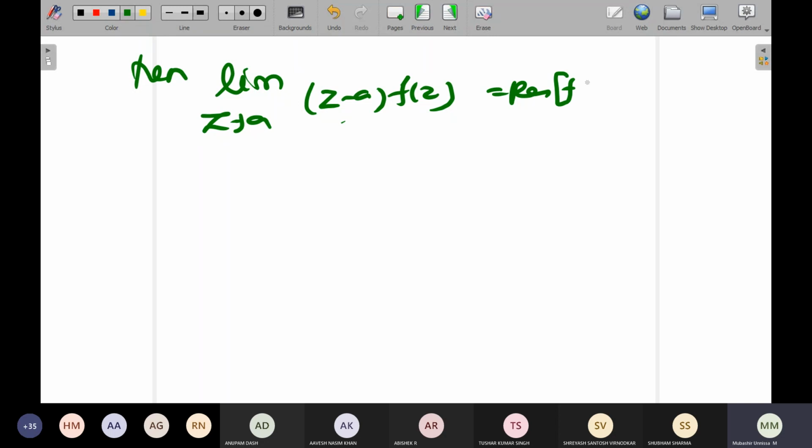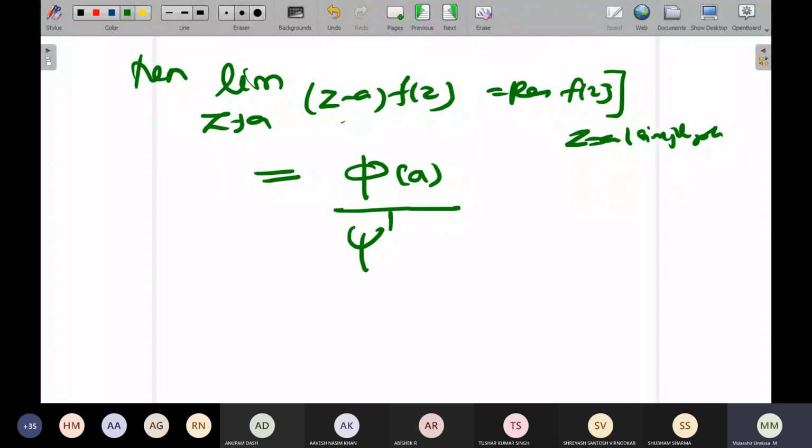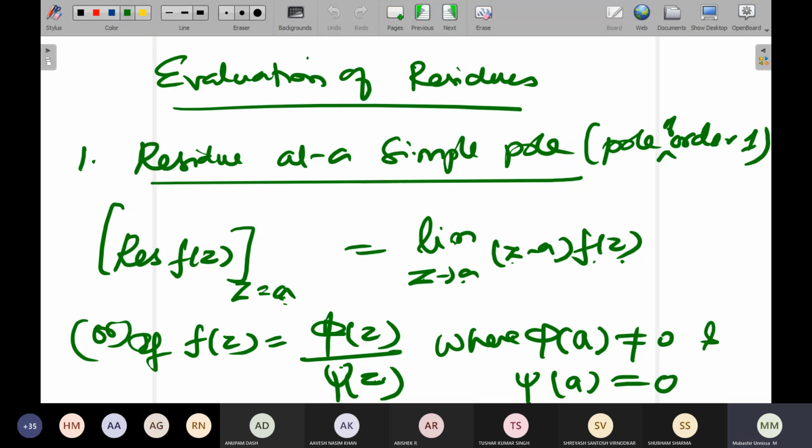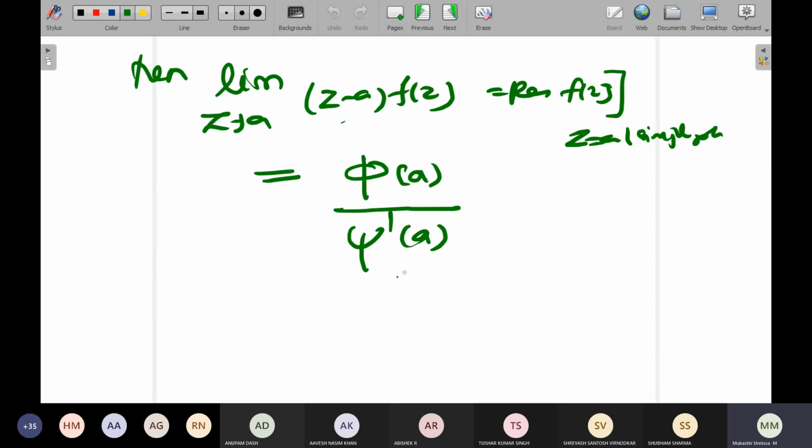Residue of the function f of z at z equals a, where z equals a is a simple pole. In that case, how will you find this? You can just directly write phi of a divided by psi dash of a. Is it clear? Phi of a is not equal to 0 and the denominator is becoming 0, so differentiate the denominator. This will give you the residue value. So either way you can find it.